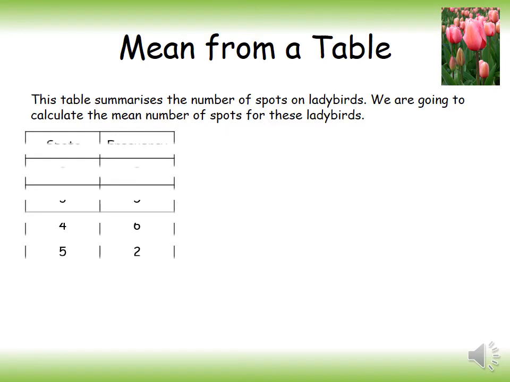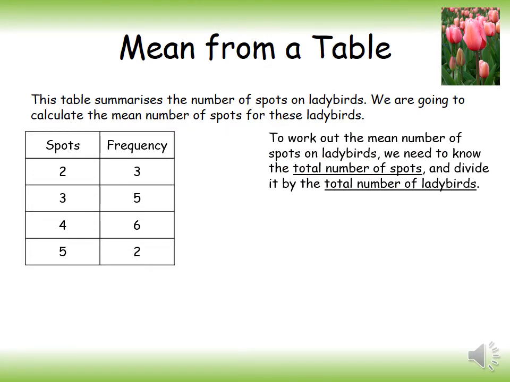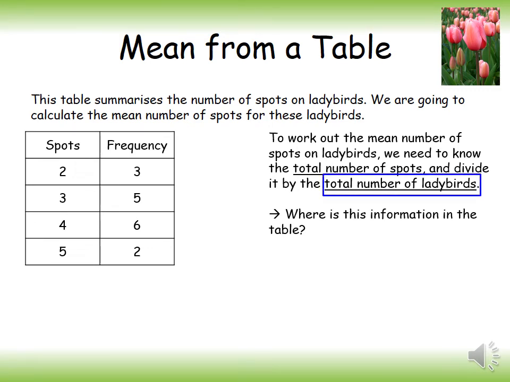Okay. So if we look at this table, it summarizes the number of spots on a ladybird. So we're going to calculate the mean using this data. So to work out the mean number of spots on the ladybird, we need to know, as we've already established, the total number of spots and then divide it by the number of ladybirds. So where is this information? Well, it's in the table, as you know.